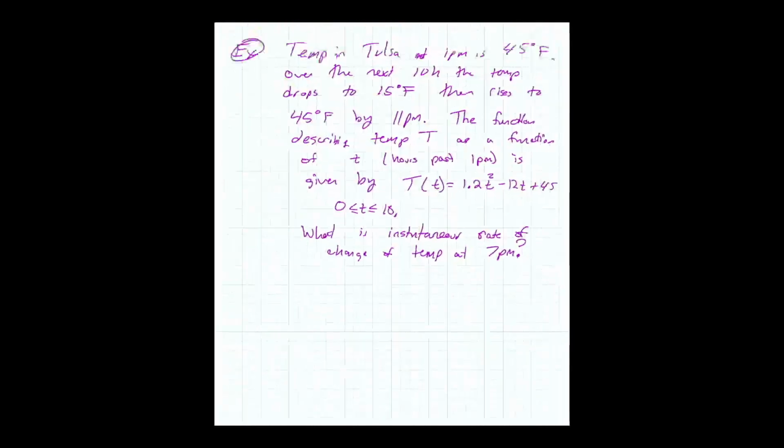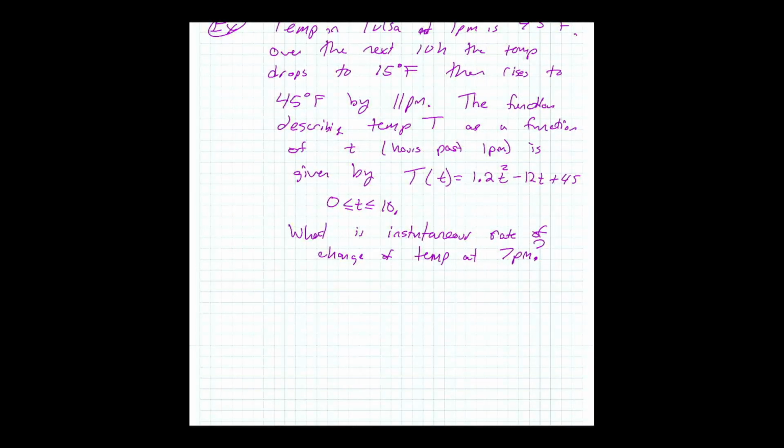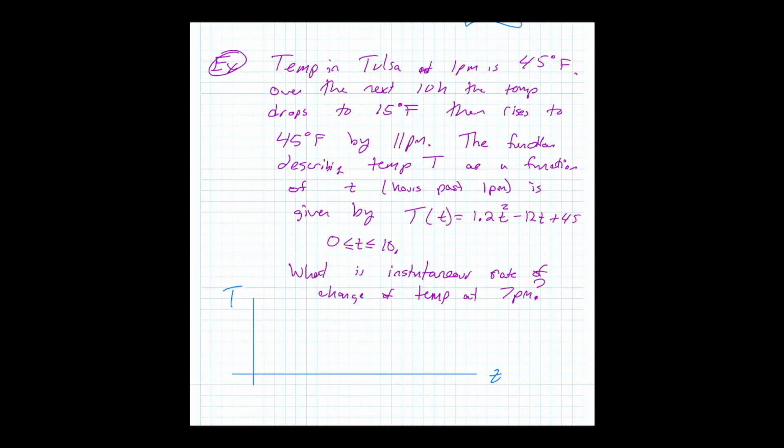So what's going on here, right? You have to understand what's going on. I'll make a little graph. You don't need the graph, but I'm making a graph anyway. Okay. So if you put little t here and you put big T here. So the temperature in Tulsa at 1 p.m. is 45 degrees Fahrenheit. Okay. And little t is hours past 1 p.m. So when little t is zero, that's this time. 1 p.m. is t equals zero. So we're at 45. So we're up here at 45. Okay. That's where we start.